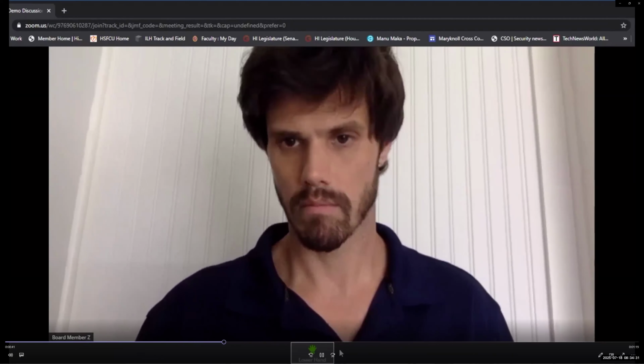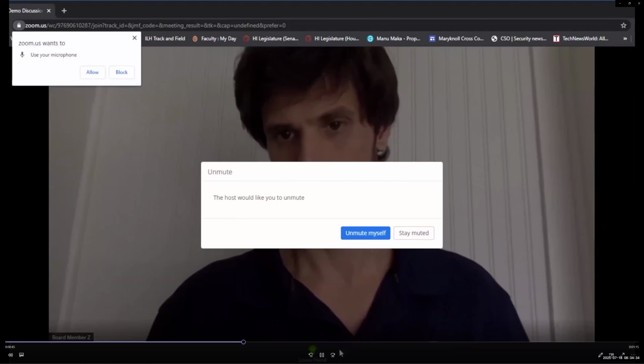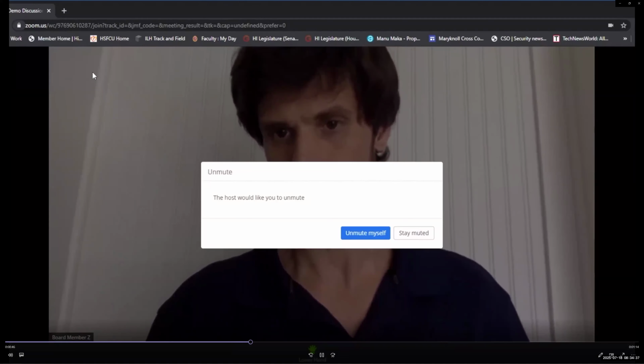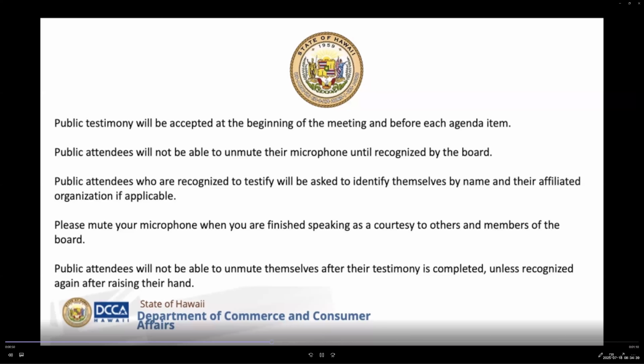At the appropriate time, the board will recognize you to speak and ask you to unmute your mic as shown here. Again, public testimony will be accepted at the beginning of the meeting and before each agenda item. Public attendees will not be able to unmute their microphone until recognized by the board. Public attendees who are recognized to testify will be asked to identify themselves by name and their affiliated organization if applicable. Please mute your microphone when you are finished speaking as a courtesy to others and members of the board. Public attendees will not be able to unmute themselves after the testimony is completed unless recognized again after raising their hand.